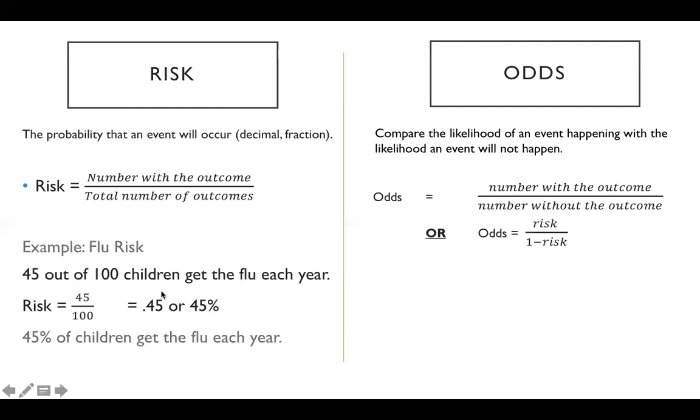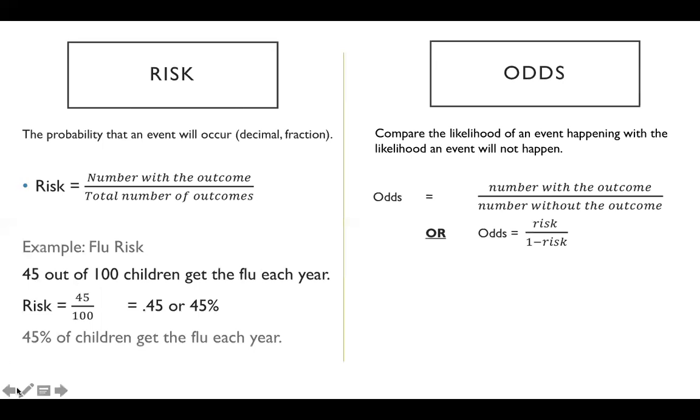Finally, with odds, we use odds to compare the likelihood of an event happening with the likelihood that an event will not happen. So we can calculate odds by taking the number with the outcome divided by the number without the outcome. That's one way to calculate it. Another way is if you already have a calculation for risk, you can use that to calculate your odds, by doing risk over 1 minus risk.